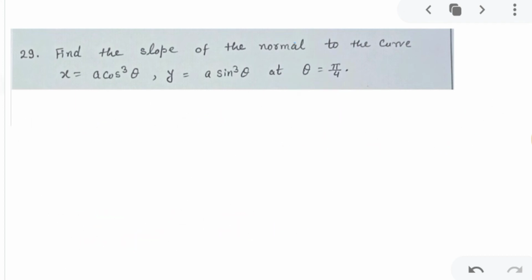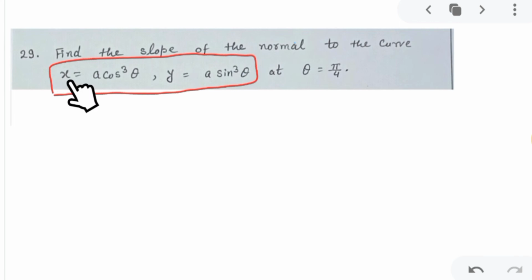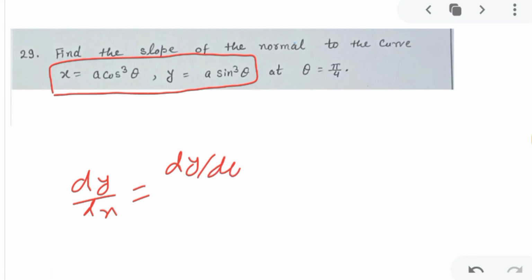Now, clearly, here y as a function of x is not given. It is given as x as a function of theta and y as a function of theta. So you know how to find dy upon dx for this kind of function. dy upon dx will be dy upon d theta divided by dx upon d theta. Correct?